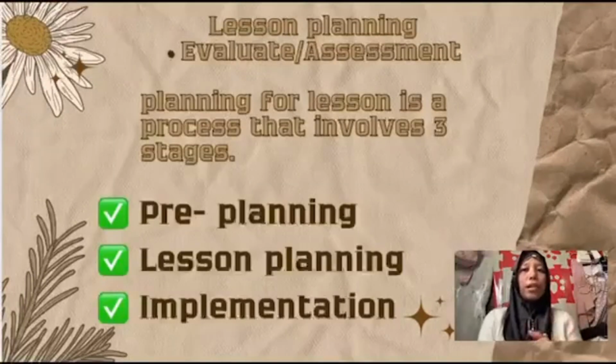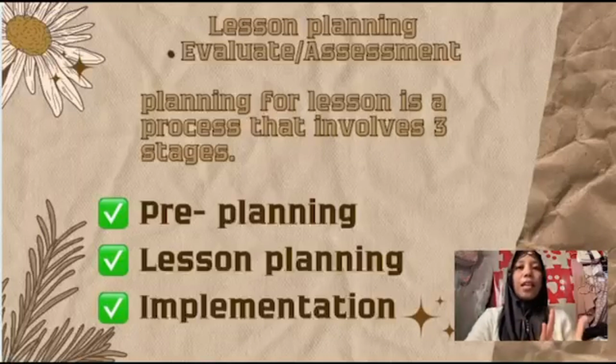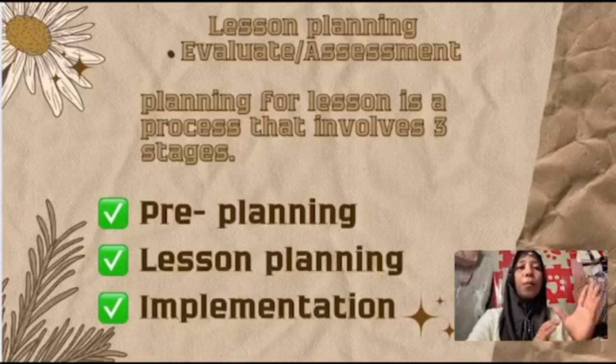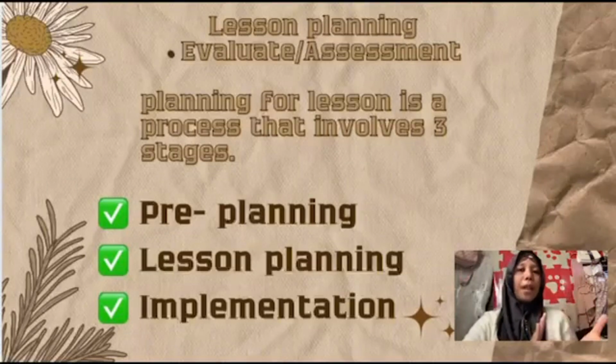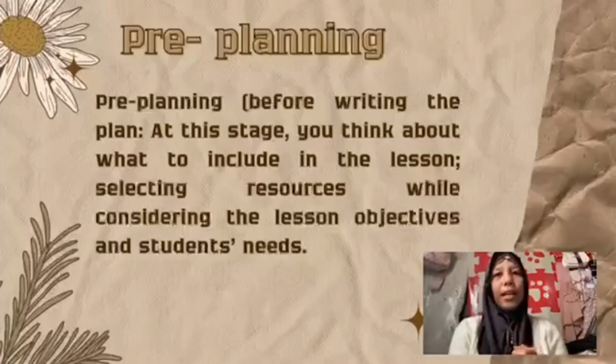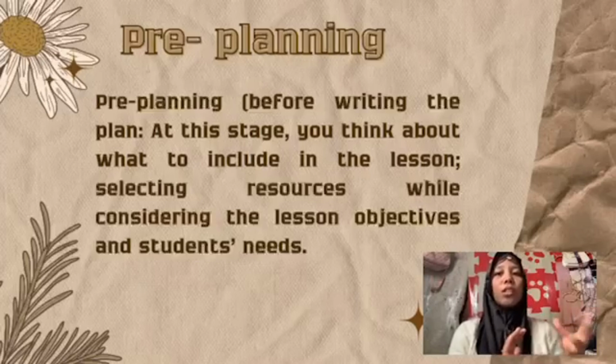Next, we have here lesson planning, evaluation or assessments. Planning for a lesson is a process that involves 3 stages. First is pre-planning. Second is lesson planning. Third is implementation. So we proceed first to pre-planning. Before writing the plans, at this stage, you think about what to include in the lessons, selecting resources while considering the lesson's objectives and students' needs.